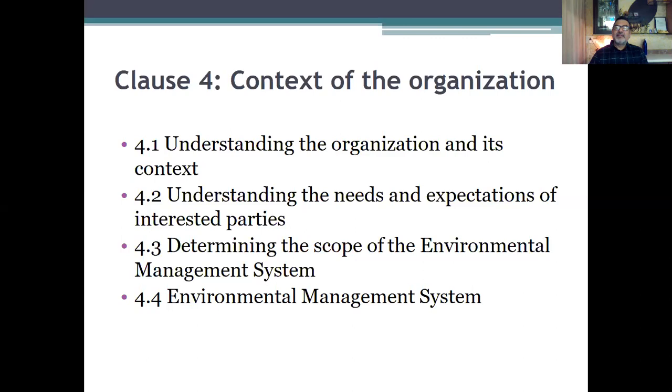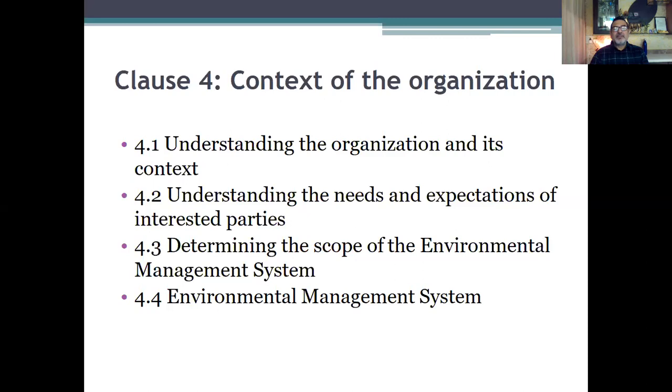4.2, understanding the needs and expectations of interested parties. The standard now requires the organization to assess who the interested parties are in terms of its environmental management system, what their needs and expectations may be, and consequently, if any of this should become compliance obligations.